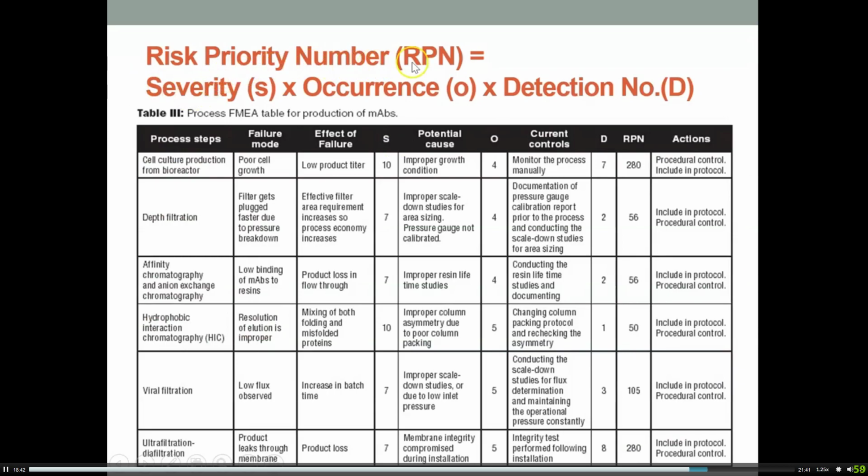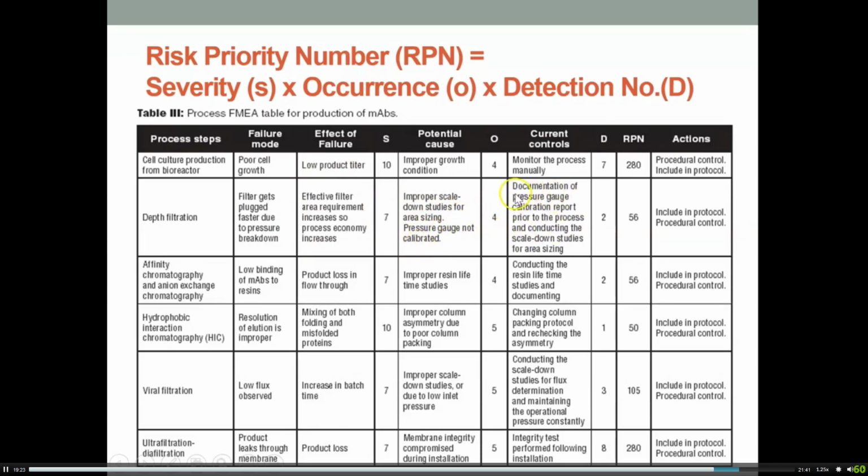So a risk priority number, as you remember, RPN is equal to severity S multiplied by occurrence O multiplied by detection D. So if we just take one example here, our depth filtration is our process step. Our failure mode, our filter gets plugged faster due to pressure breakdown. The effect of the failure then is effective filter area requirement increases, so the process economy increases. We're going to score the severity of that happening at a 7. The potential cause is improper scale down studies for area sizing and pressure gauge not calibrated. So the likelihood of occurrence is a 4.